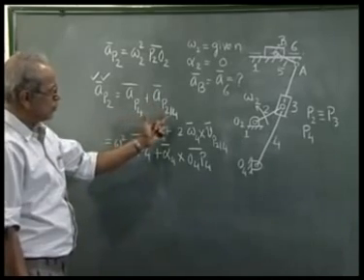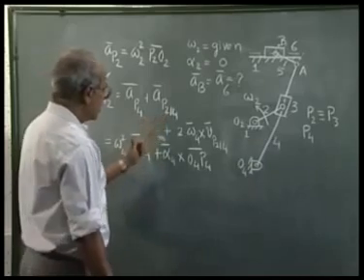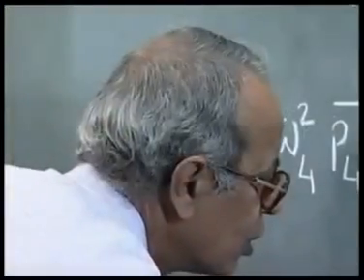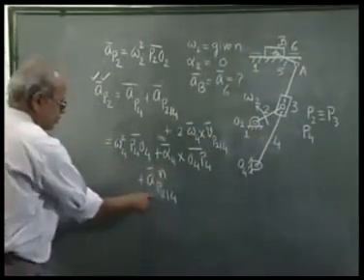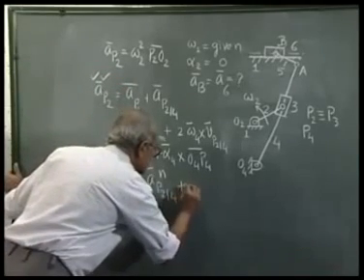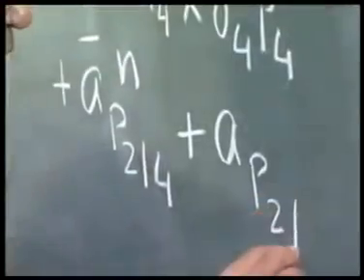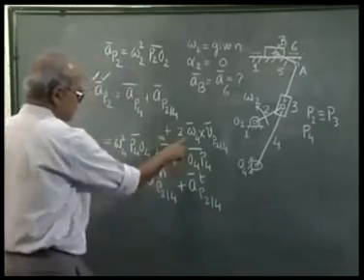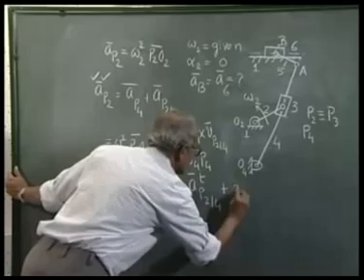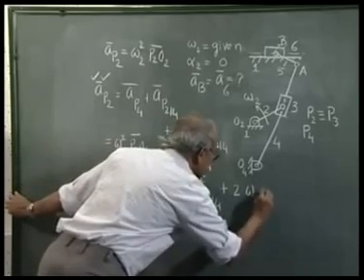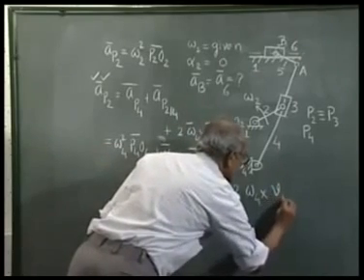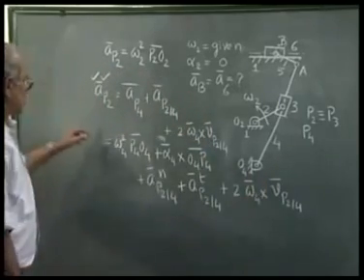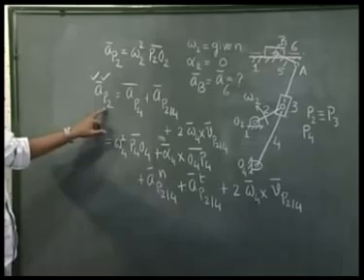Then we have AP24. This has two components. One is AP24 normal to the path of P2 in body 4 plus AP24 tangential to the path of P2 in body 4 plus the Coriolis acceleration, that is twice omega 4 cross V P2 4. Now this is the complete expression for AP2.